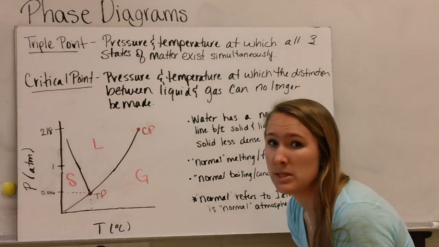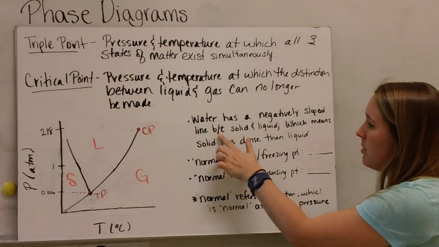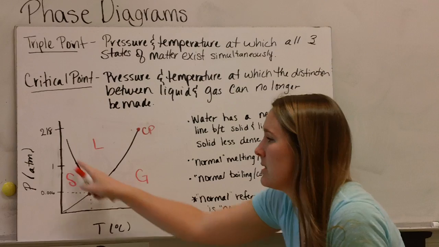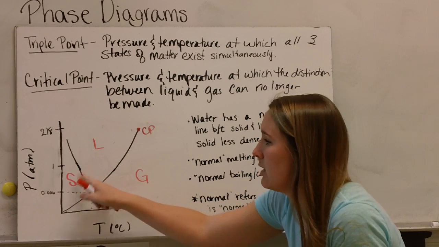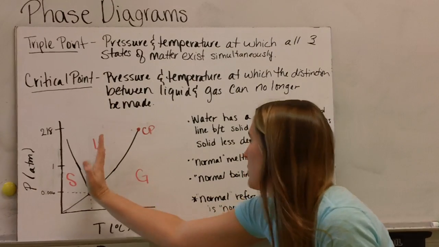Now, water has a specific phase diagram. It has a negative sloped line between the solid and liquid. So this line here, as shown on this diagram, has a negative slope between solid and liquid. So we know that this is water. All others are going to have a positive slope.